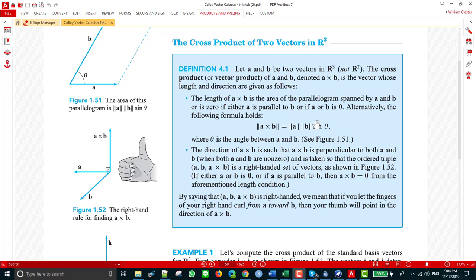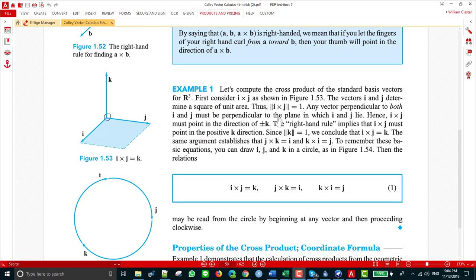Okay, you can see that here. As an example, we can figure out the cross product of i and j.